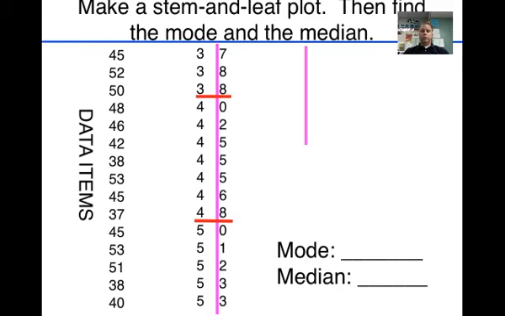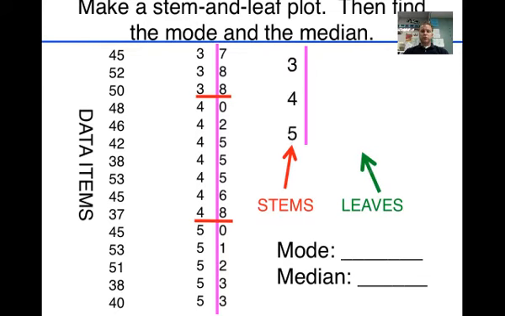And we're going to make a line, and we're going to put our stems on the left side and the leaves on the right side. So our stems are going to be 3, 4, and 5. If you look to the left there, you see we've got a bunch of 3s, a bunch of 4s, a bunch of 5s. Those are our stems. Our leaves are going to be everything that's to the right.